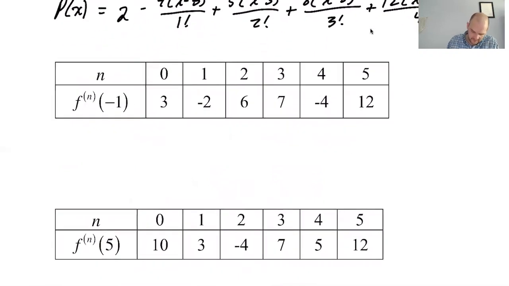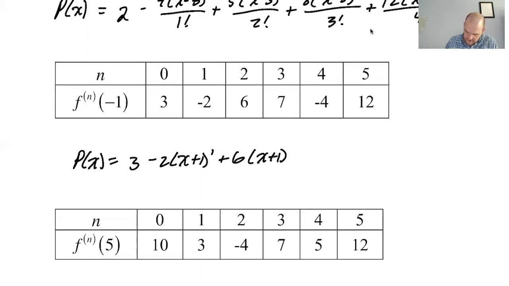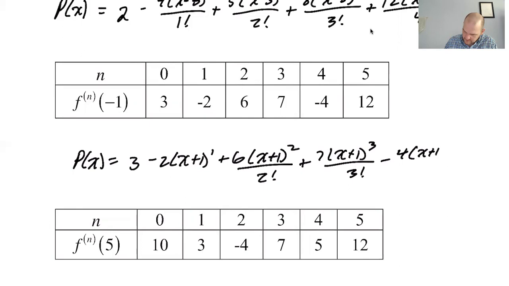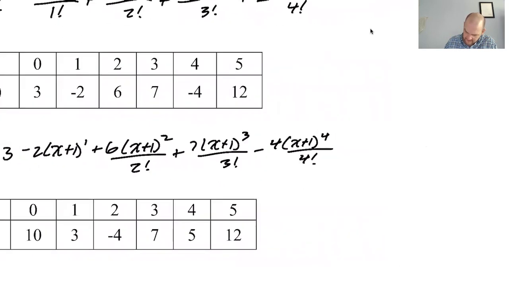And also, I'm not going to even simplify that. So here we're going to get p of x is 3 minus 2 x plus 1 to the first over 1 factorial, but I'm not going to do that. 6 x plus 1 squared over 2 factorial plus 7 x plus 1 cubed over 3 factorial, minus 4 x plus 1 to the fourth over 4 factorial, and then finally plus 12 x plus 1 to the fifth over 5 factorial.